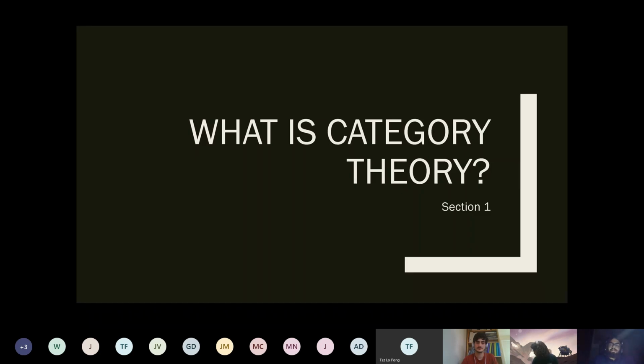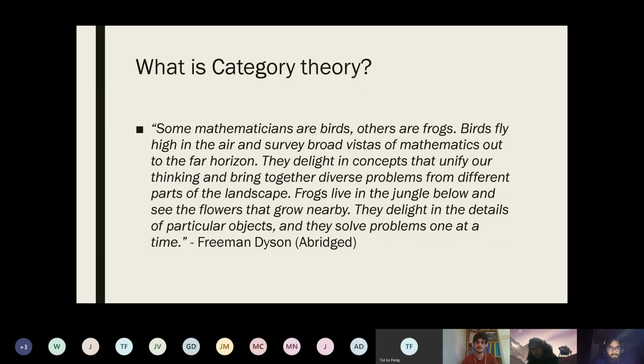What is category theory? Section 1. I'll start with this quote by Freeman Dyson. Some mathematicians are birds, others are frogs. Birds fly high in the air and survey broad vistas of mathematics out to the far horizon. They delight in concepts that unify our thinking and bring together diverse problems from different parts of the landscape. Frogs, on the other hand, live in the jungle below and see the flowers that grow nearby. They delight in the details of particular objects and they solve problems one at a time.